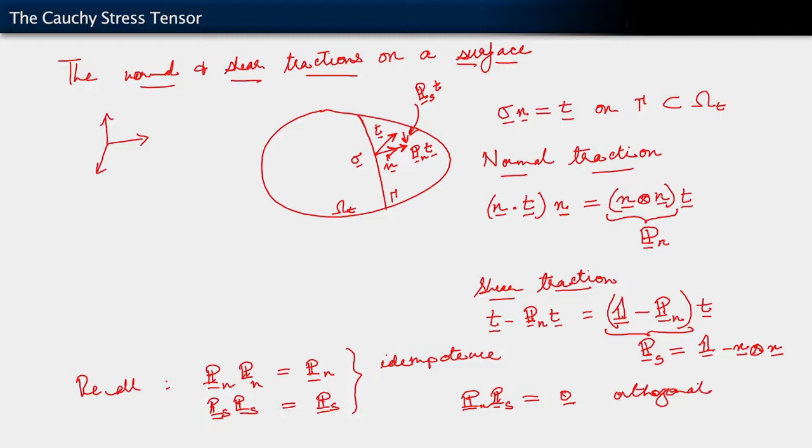All right. So that's what we have then for how we can think of the traction along any surface as being decomposed into a normal and shear component.